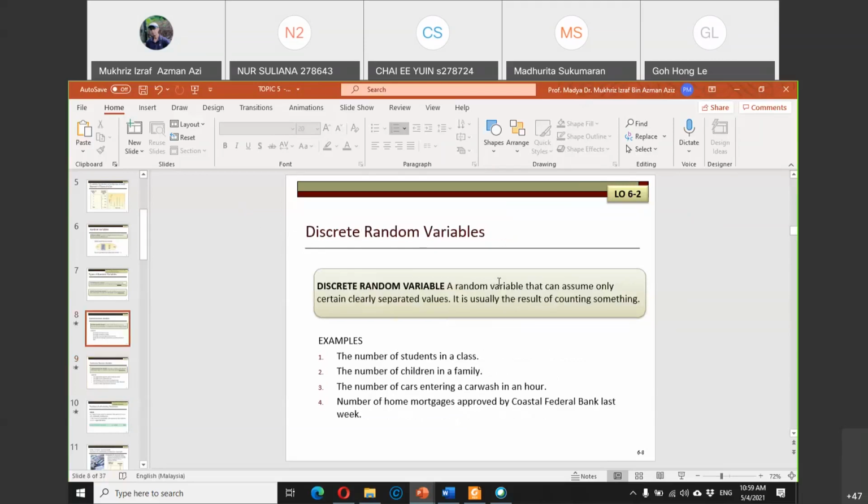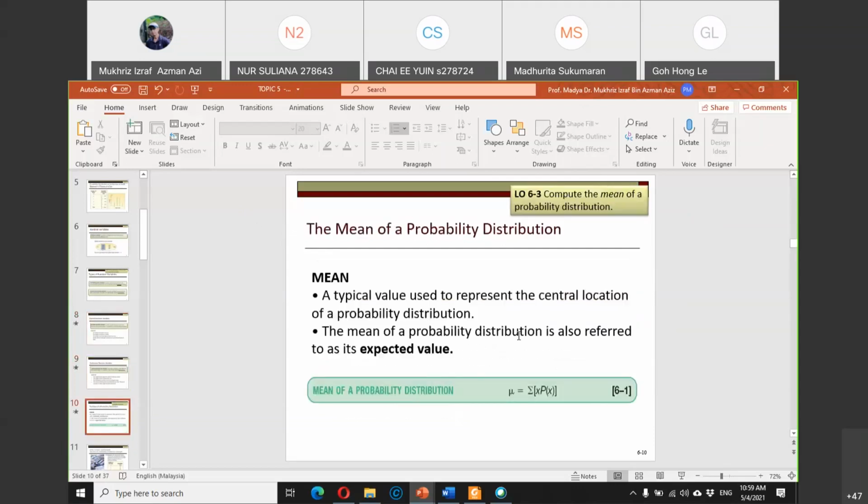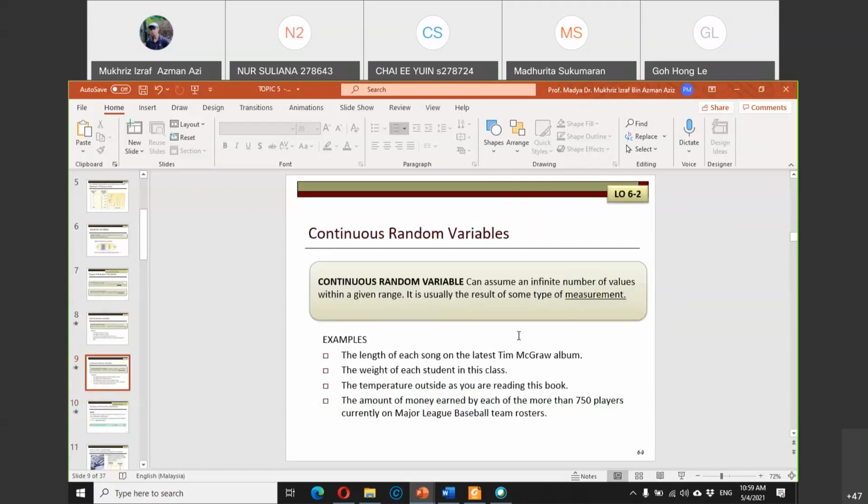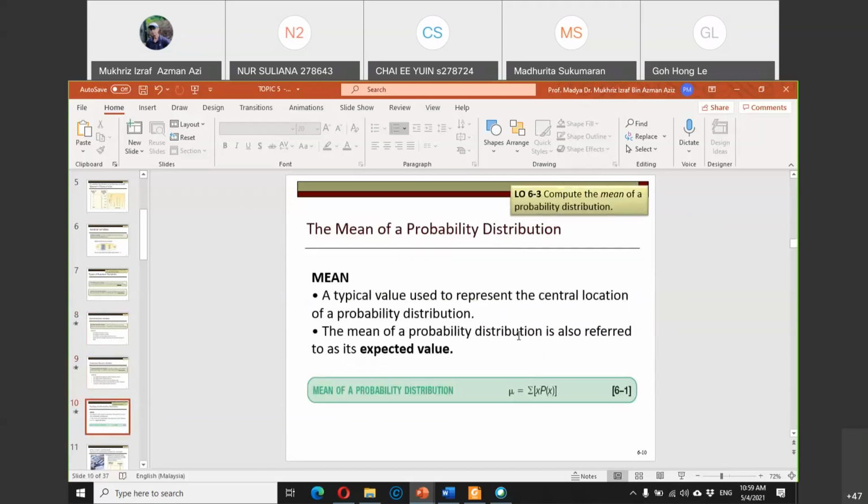If the variable can only take exact numbers, the number of children, the number of rooms in a house, the number of cars on the road, those are all exact numbers. So that is the difference between discrete and continuous random variable.